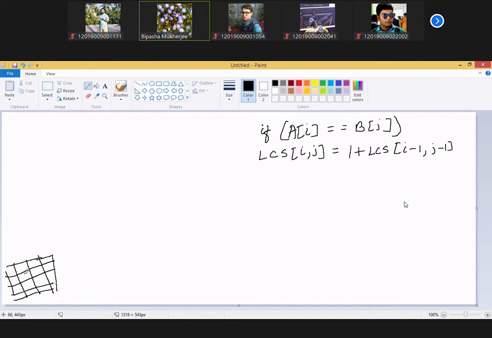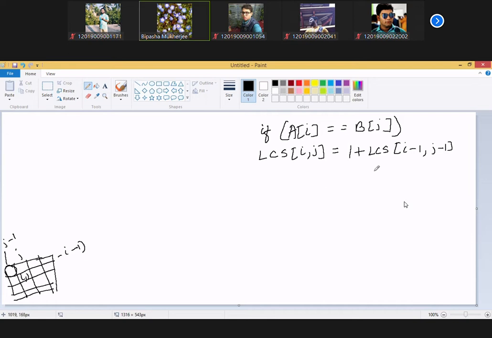If you say this is some specific i and j, then i minus 1, j minus 1: i is denoting the row. So i minus 1 means the previous row. This is your i minus 1 row, the entire row. If this is your j column, then the previous column is your j minus 1. So what is i minus 1, j minus 1? This element, that means the diagonal element.